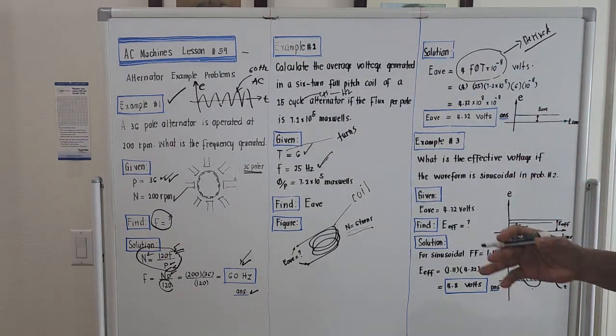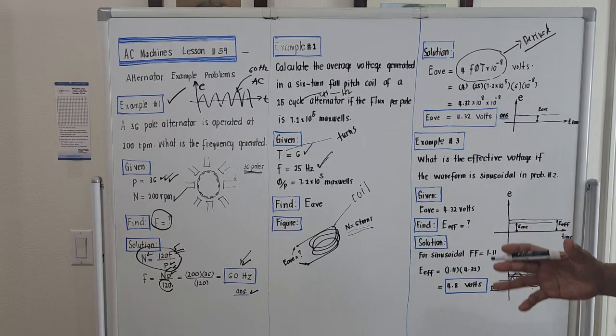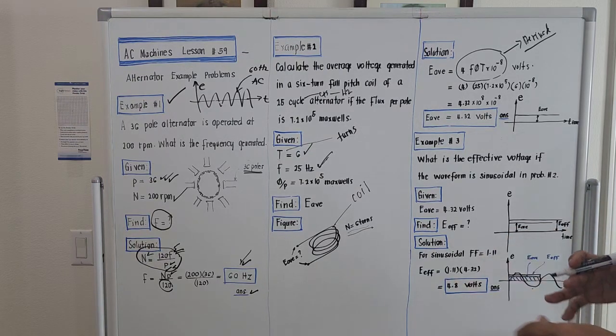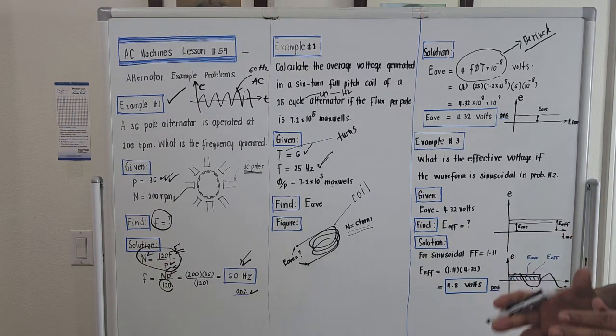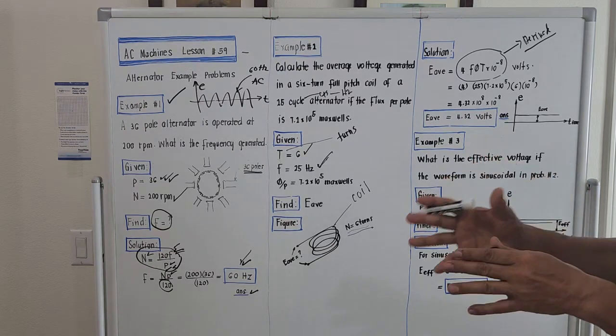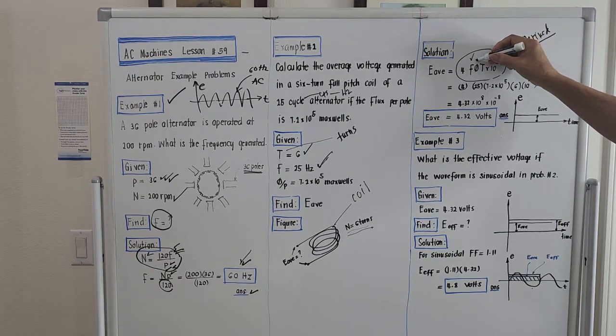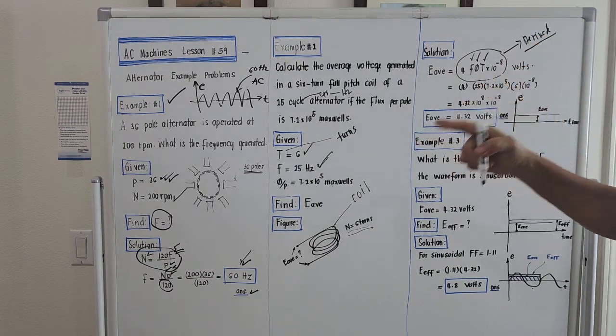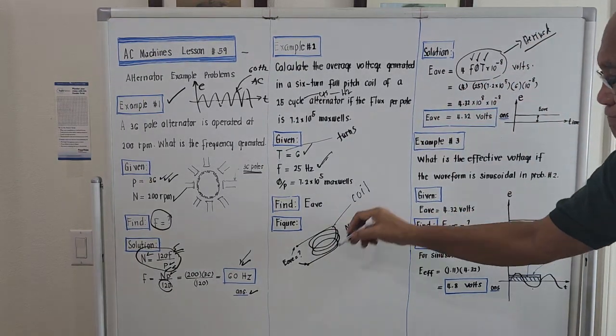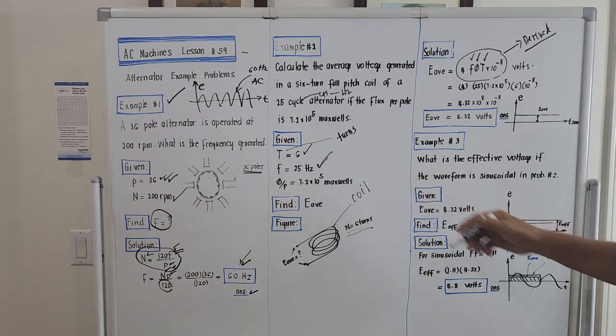That's why it's very important that before we use any formula in the computation of our problems, if we know how to derive it, we derive it. So at least we know where that formula emanates. Okay, the frequency is given, the flux is given, the total number of turns is given. We are just considering one coil, right? It's not the total generated voltage.